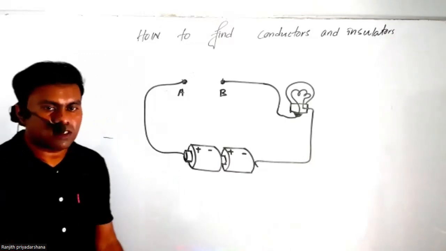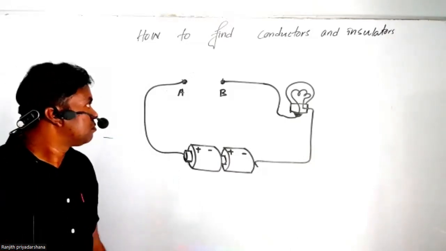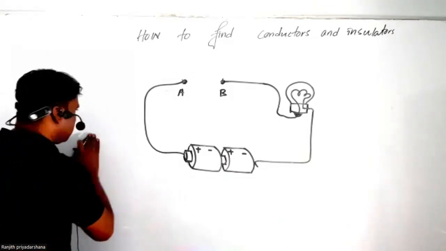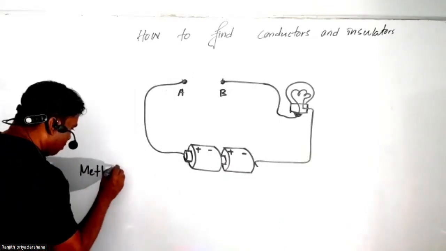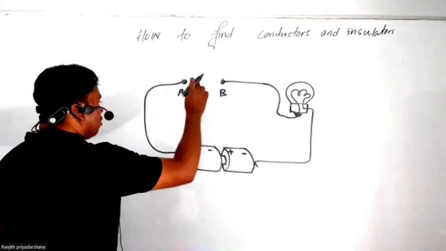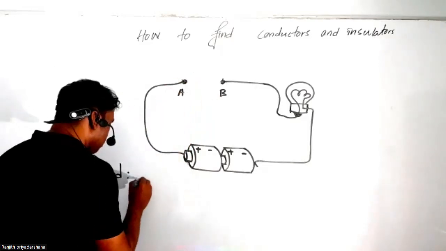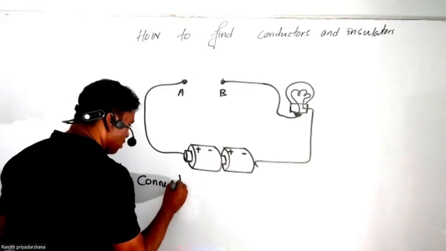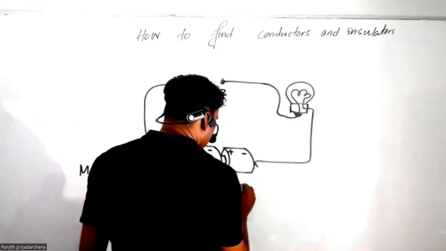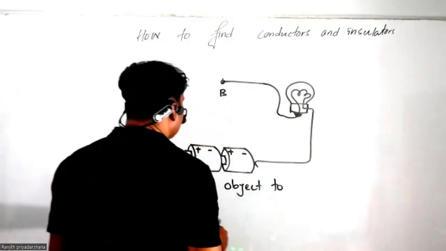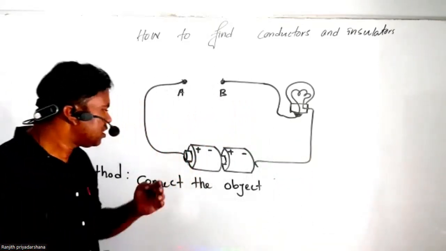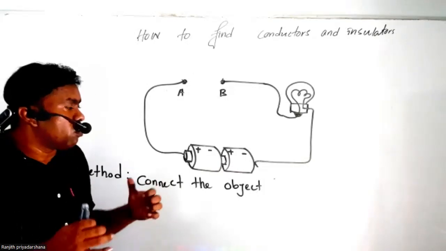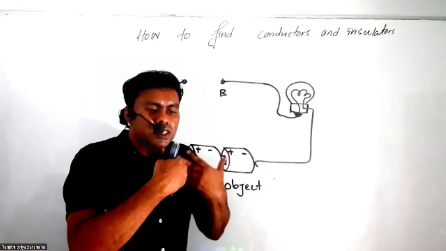Okay, so you have taken this down. Now you write. Method. Connect the object whose conductivity has to be checked. How do we write that in English there? Connect the object of which conductivity has to be tested.